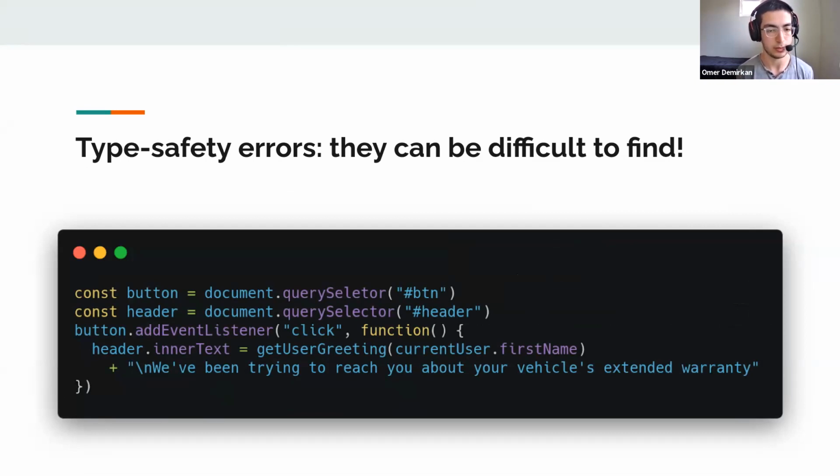We're pulling two elements from the DOM. We're adding an event listener to this button, in this case a click listener. And then we're setting this other element's inner text to basically include a greeting in some way. So we're consuming the same function. But once again, as you can see, where it says current user.firstname, we're passing in a string that's now deprecated, right? And this is going to result in the same type of error we saw before.